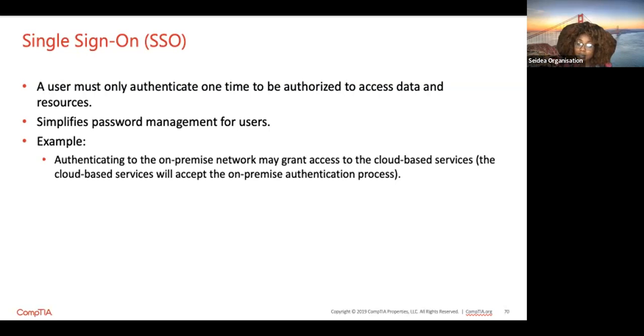An example of this is logging into your company's internal portal, which might also give you access to other cloud tools or cloud resources without you needing to log in again, because you've already been authorized. The example here on the screen is that authenticating to an on-premise network may grant you access to cloud-based services. The cloud-based services will then accept the on-premise authentication process. So it works hand in hand: because you've been authorized already, it gives you access to more tools that exist within the cloud.